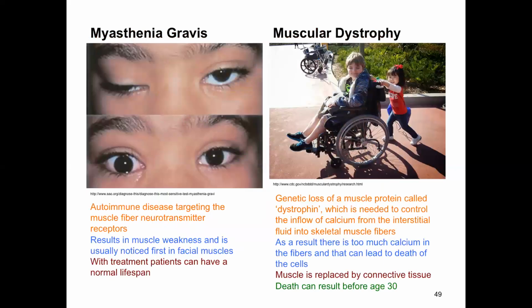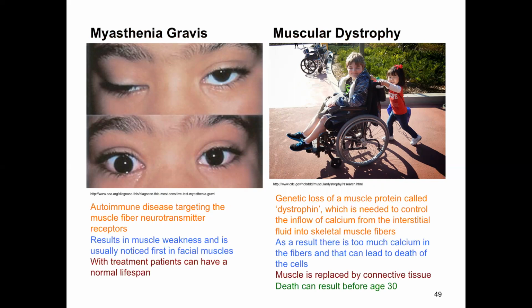Then we have these two much more serious things. One is called myasthenia gravis. This is an autoimmune disease targeting your muscle fibers, and specifically the neurotransmitter receptors. So it ends up being weak muscles. It's usually noticed, I have it written here on the slide, in the facial muscles first. And it can be treated.